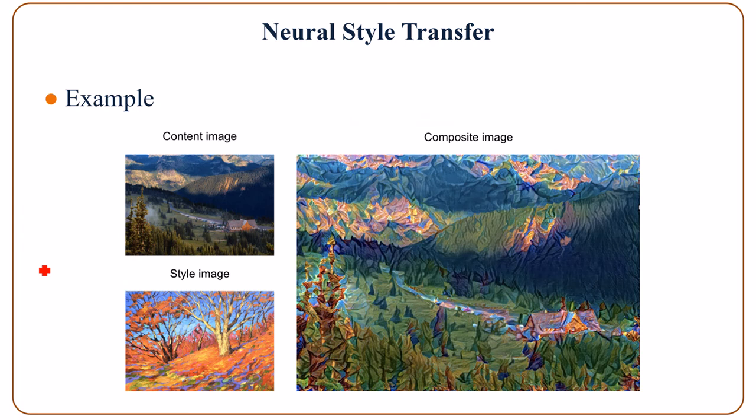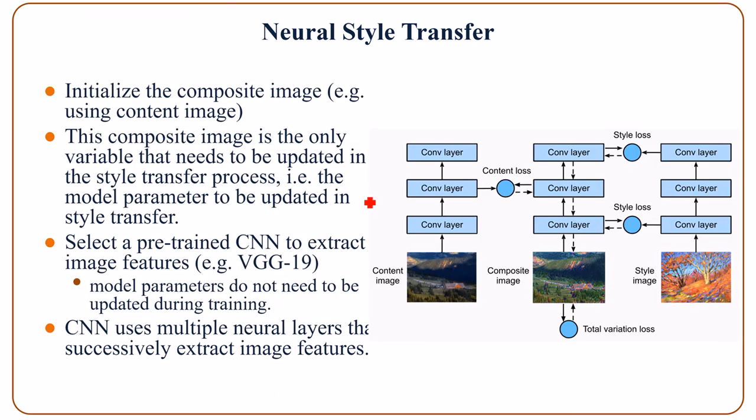Now go back to the example that you saw previously. We have the content image, which is a mountain area, and the style image, which is a foliage scene. We can learn the style from the style image and apply it to the content image and make a composite image that looks just like this. And this is the whole picture of how we get the content cost, the style cost, and the total cost, and how the generated or the composite image is updated.